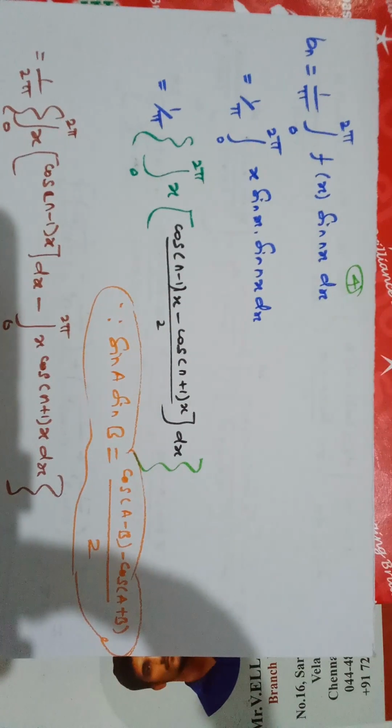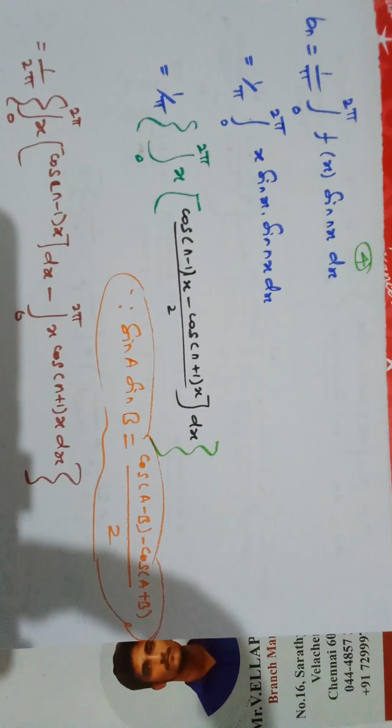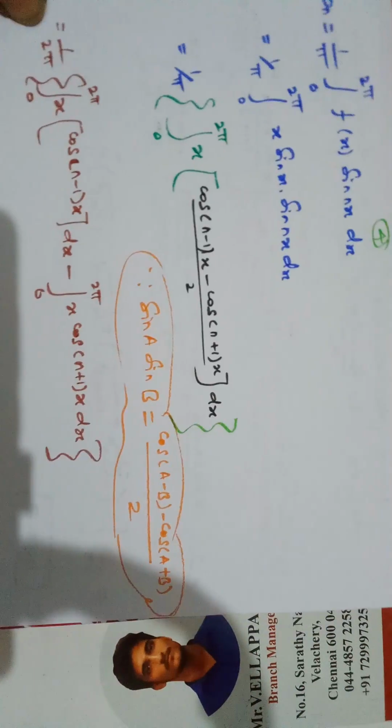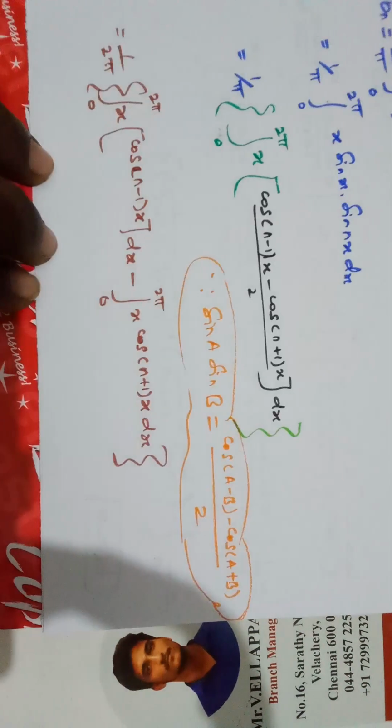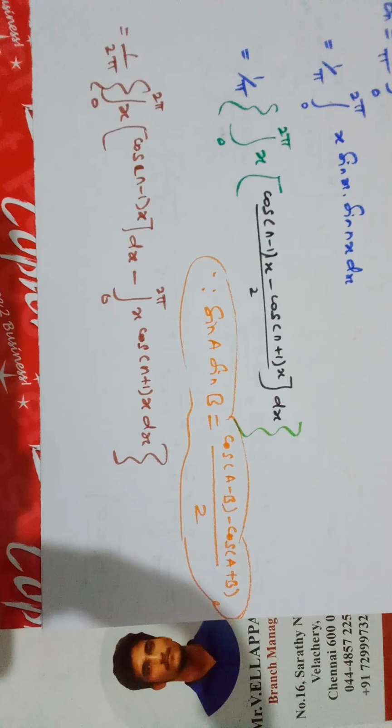Let's move to the third coefficient, that is bn. bn equals 1 by pi, integral 0 to 2 pi of f of x sin nx dx. Here f of x will be x sin x, so there are two sines. Sin A sin B equals cos(A minus B) minus cos(A plus B), by 2. Using this formula I can split the integrand. So it will be 1 by 2 pi, integral 0 to 2 pi of x cos(n minus 1)x dx minus integral 0 to 2 pi of x cos(n plus 1)x dx.